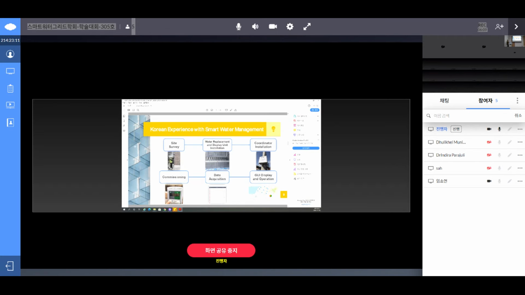So smart metering deployment in Korea, there is an experience of this in quite a lot of areas. If we can describe it in 6 steps, it's quite simple. First of all, there is a site survey where the old meters, the traditional meters, which need to be read manually, are replaced by smart meters and display units. A coordinator is installed, so the coordinator is in charge of collecting the data from all the meters deployed on field. Then there is the commissioning step.